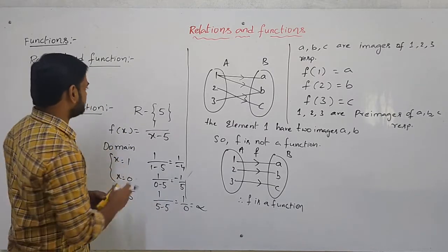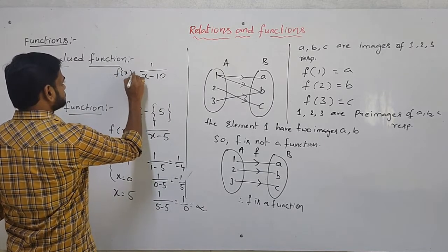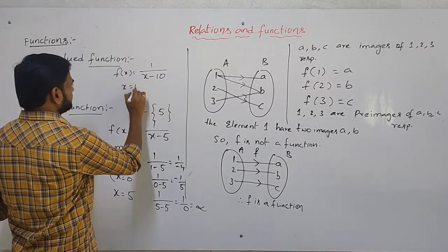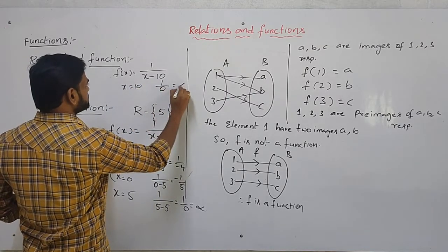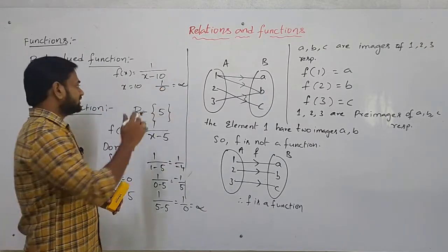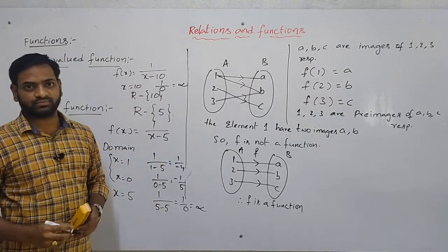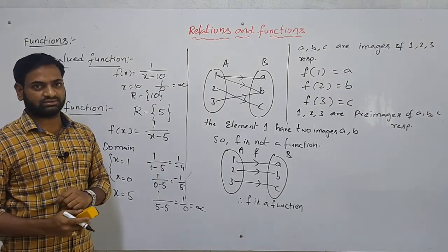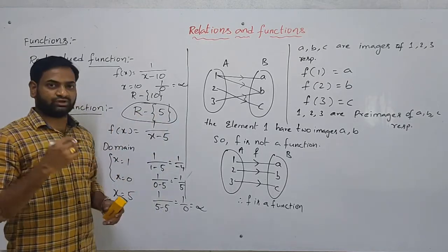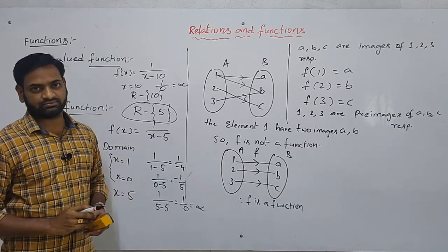In the same way, suppose here 1 by x minus 10 is there. Suppose x equal to 10. If I take 1 by 0, it is not defined. For the x value 10, the function is not defined. That's why we have to delete 10 from the real numbers. That is the domain. That means if we take any value from this set, the function is defined. That is the domain.